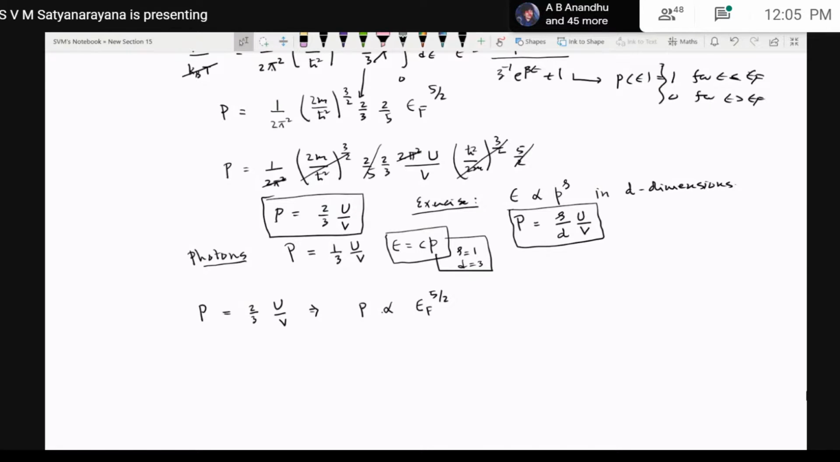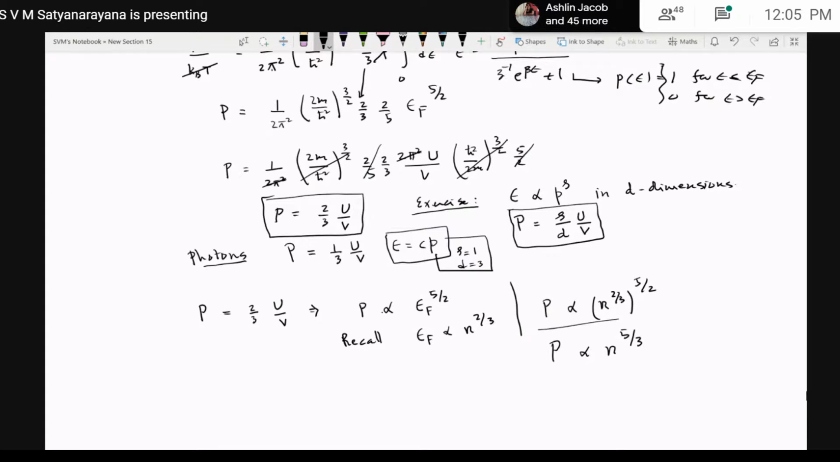Correct? Pressure is proportional to epsilon F to the power 5 by 2, because pressure is proportional to U and U is proportional to epsilon F. And also recall from our previous observation that epsilon F is proportional to N to the power 2 by 3. So these two things together will leave you that P is proportional to N to the power 2 by 3 to the power 5 by 2. So that means the pressure scales like n to the power 5 by 3.